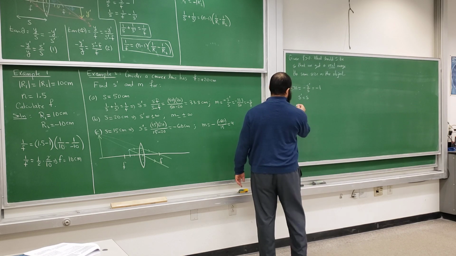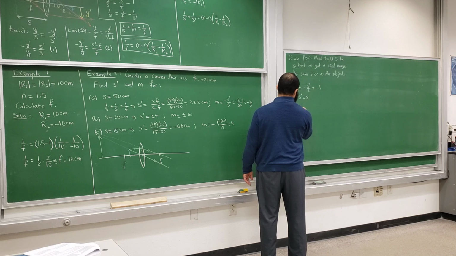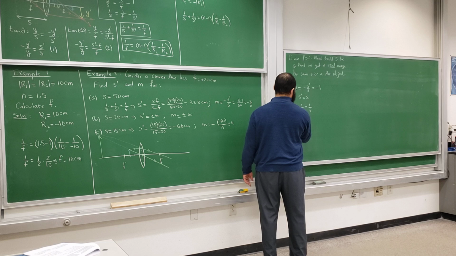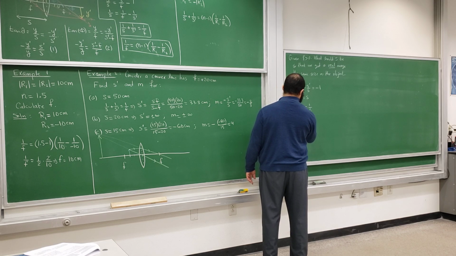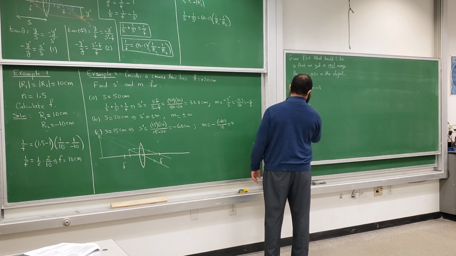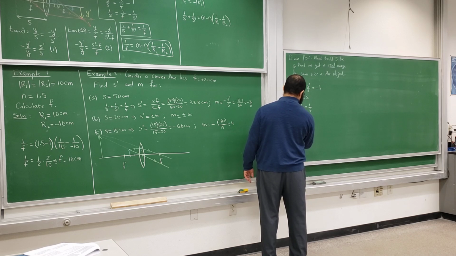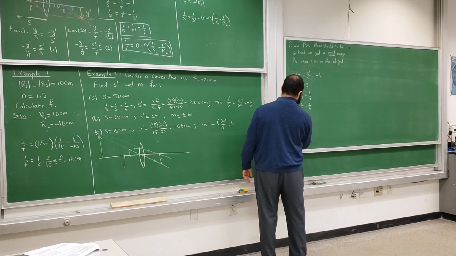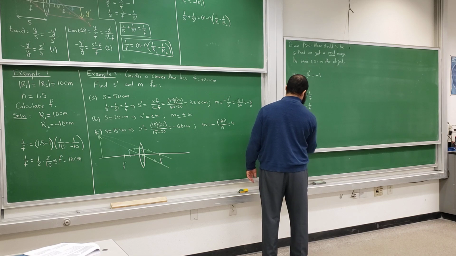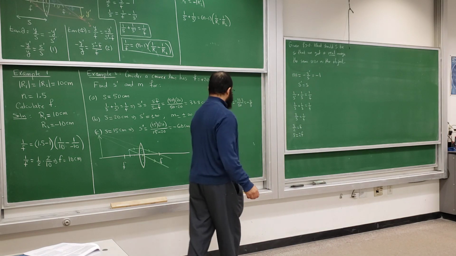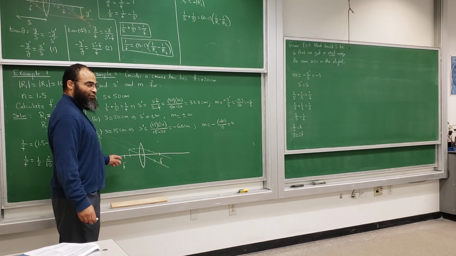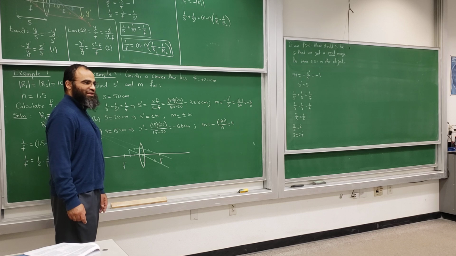So that means 1 over S prime plus 1 over S is equal to 1 over F. But S prime and S are the same, so 1 over S plus 1 over S is equal to 1 over F. That means twice over S is equal to 1 over F, and that means S over 2 is equal to F, so S equals twice F. So if I place my object at twice the focal length, I would get an image. It would be inverted, but the same size as the object.